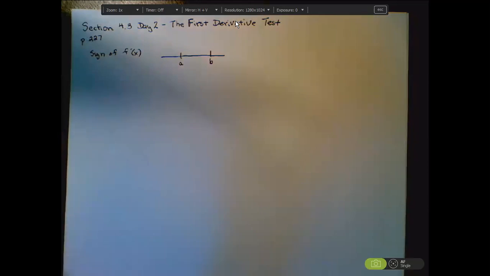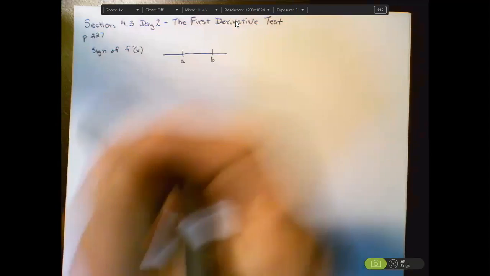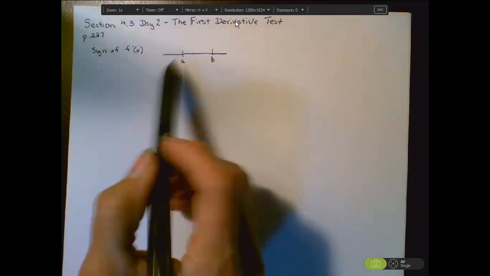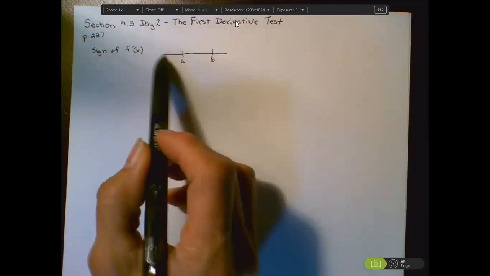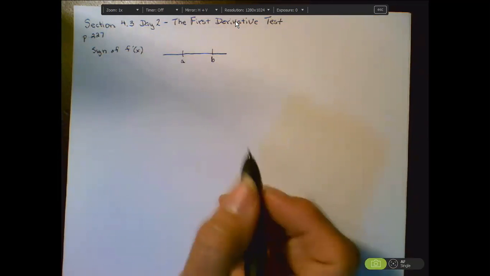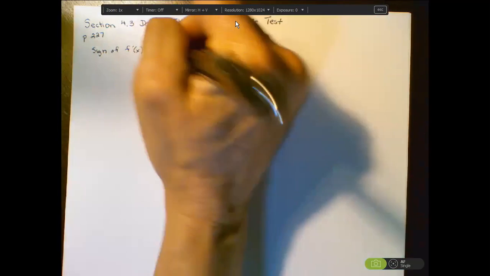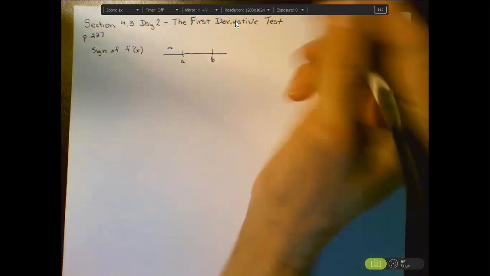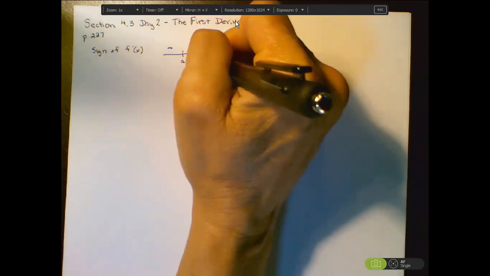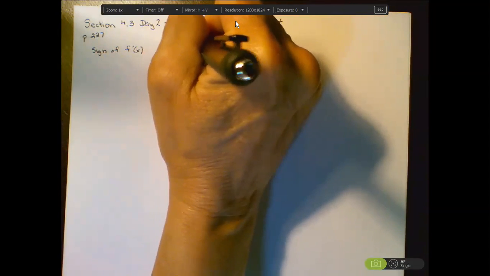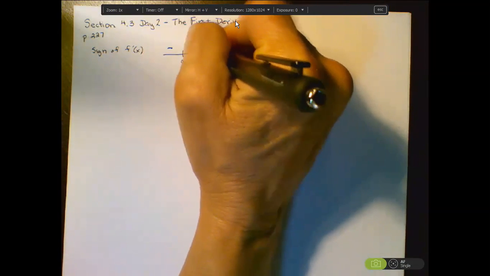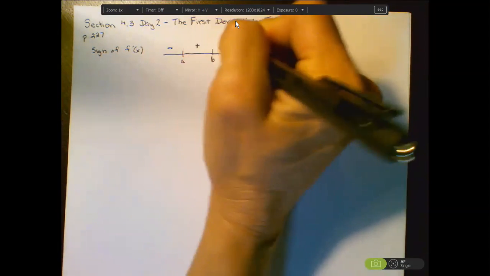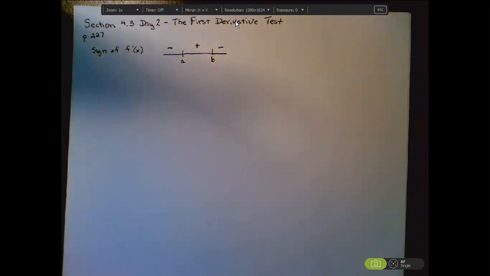So let's say I have found these two critical numbers. I've picked test points in each of these three intervals, and I have found that to the left of a, the function's derivative is negative. In between a and b, the derivative is positive, and then to the right of b, the derivative is negative. How do you look at that and tell where there's a max and a min, using the words increasing and decreasing?